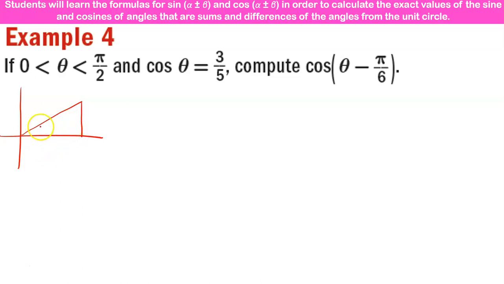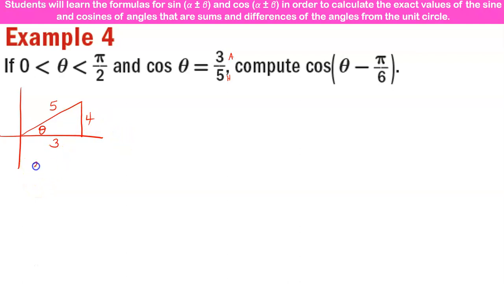Okay, and so I know my cosine is going to be here. There's my theta. So it says that it's cosine, so that's adjacent over hypotenuse. So that's 5. Adjacent's 3, so that's 4, because it's a Pythagorean triple.